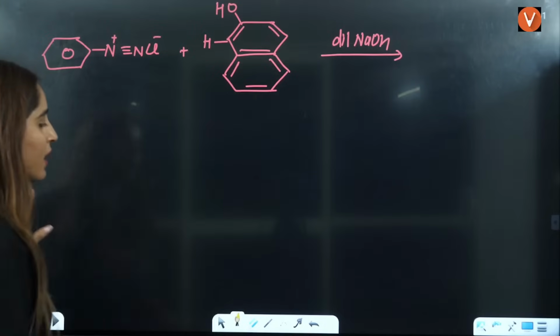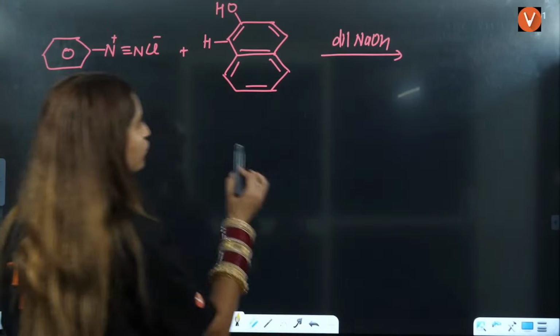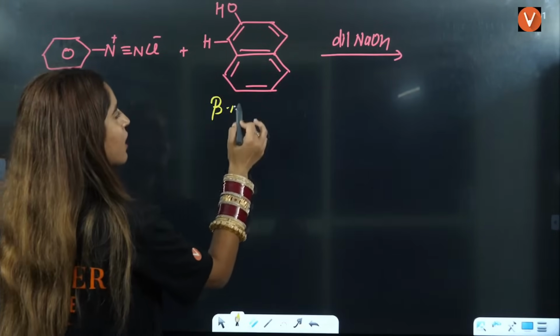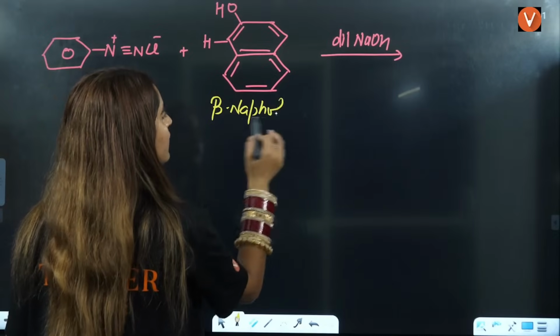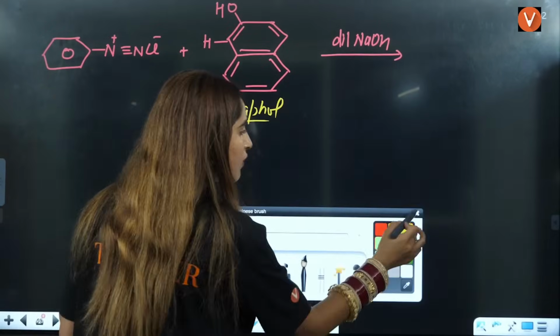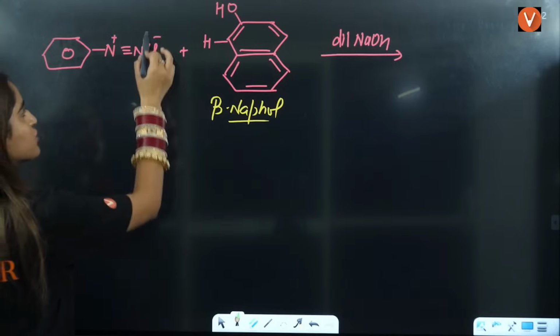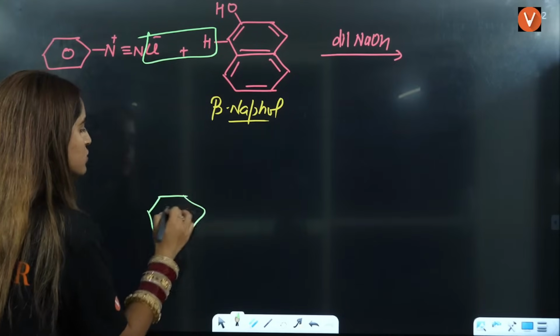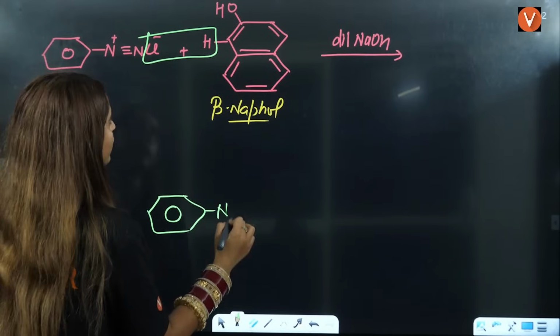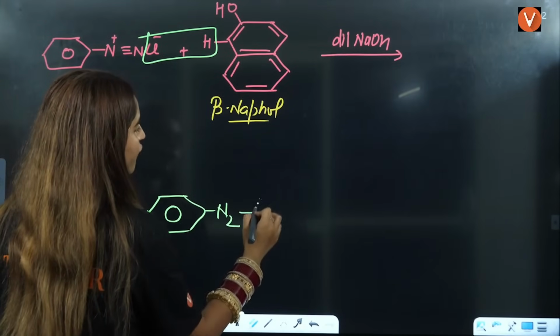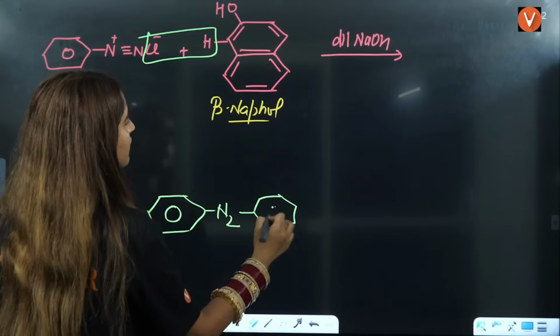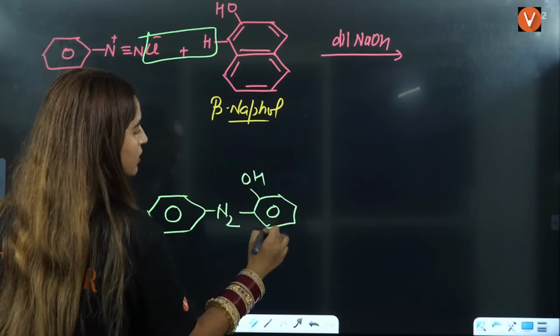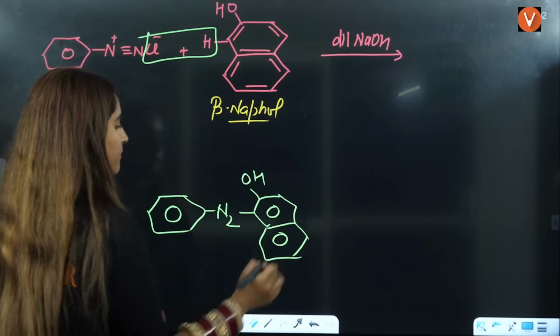Acha, what about this one? If you have beta naphthol, this is nothing but beta naphthol. For this, because they have also asked this in JEE, okay. So if you eliminate this, you will have the formation of benzene, N2. Here you have benzene, OH, again this.